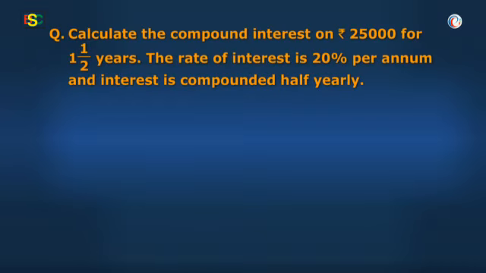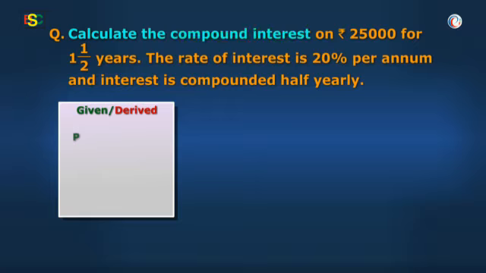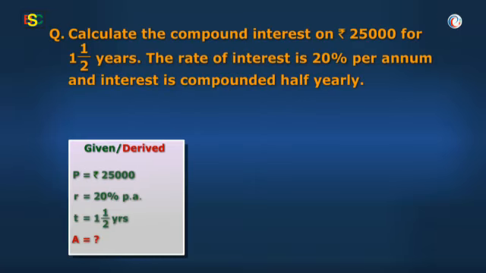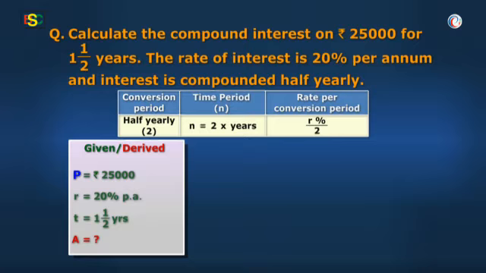And coming back to the question now, we have to calculate the compound interest on 25,000 for 1.5 years, where the rate is 20% per annum and interest is compounded half yearly. So Vidya, here the principal is 25,000, the rate is 20% per annum and the time period is 1.5 years.